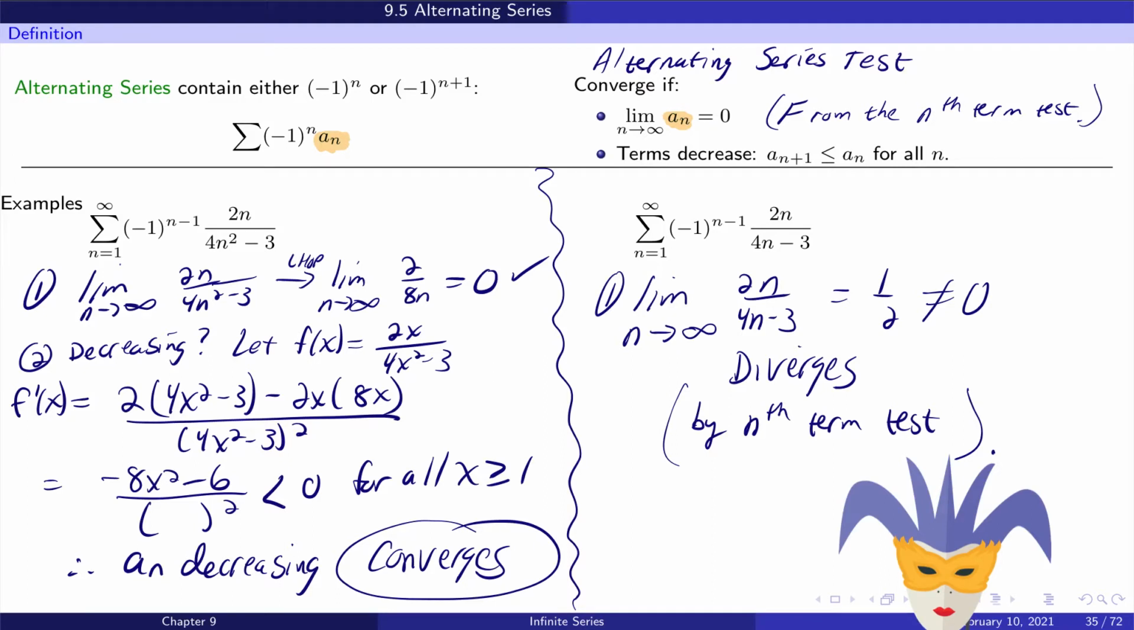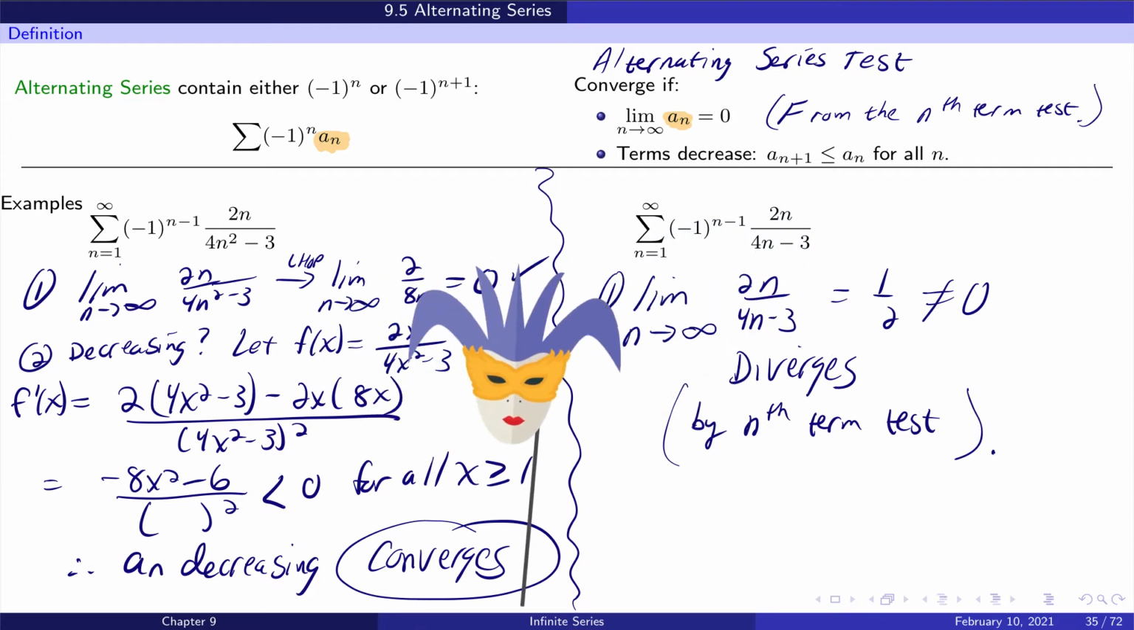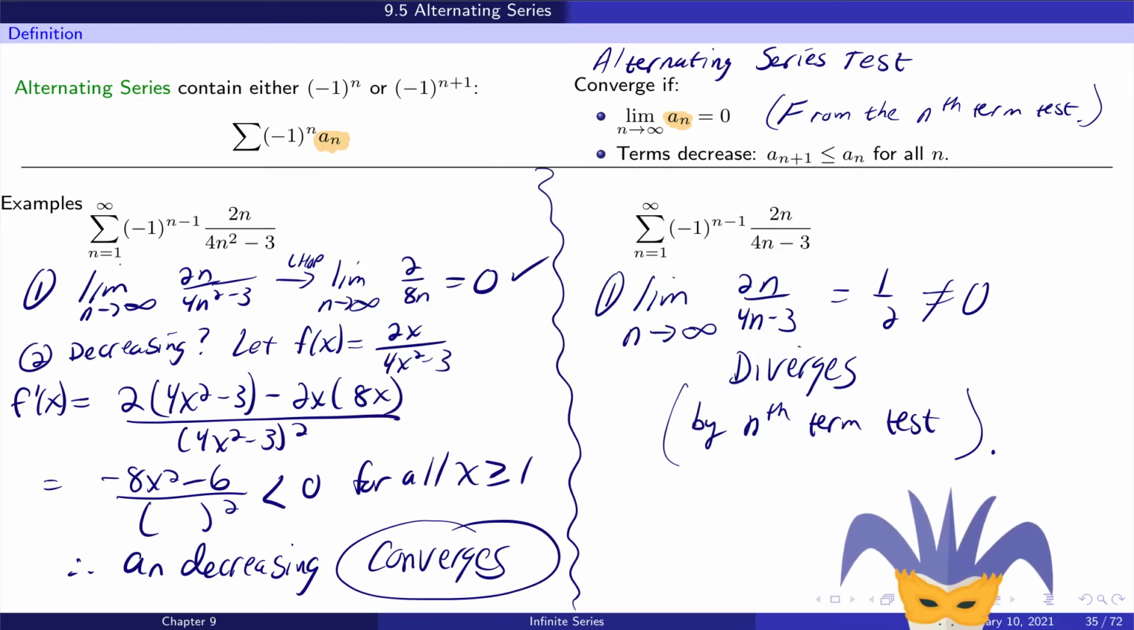Here are the notes for day 100. I couldn't find fireworks or anything like that, so you'll have to settle for a Mardi Gras mask. Yay, day 100.